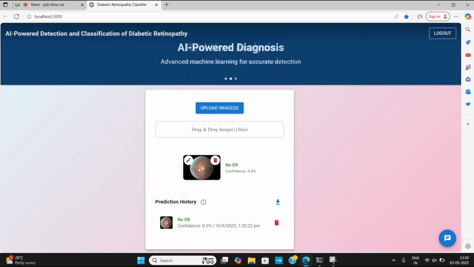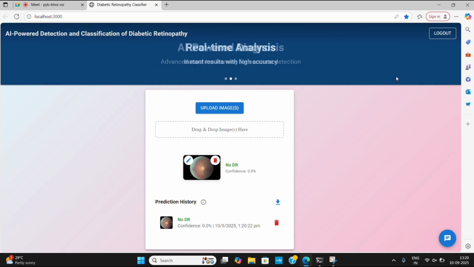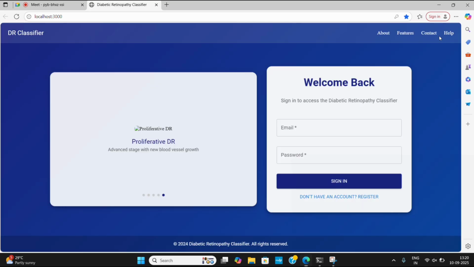We can delete it or we can edit it, and here is the prediction history. And we have an AI chatbot. We can share our problems and find solutions. That's it. And then finally we can log out here.